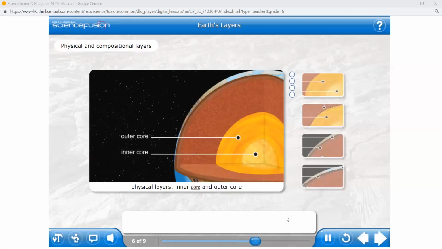There might be 5 physical layers and 3 compositional layers, but that doesn't mean that Earth has 8 layers. Some physical and compositional layers describe the same parts of Earth. Click the images to learn more.